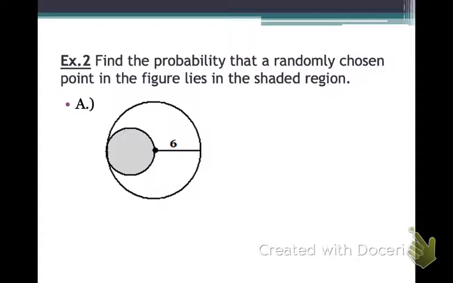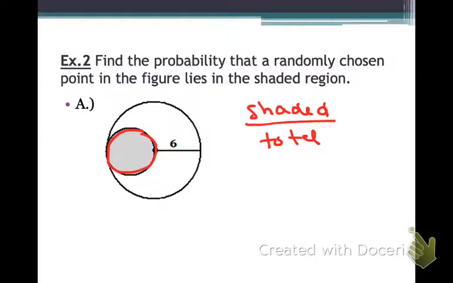I want to find the probability that a randomly chosen point in the figure lies in the shaded region. So when I do my fraction, my numerator has to be the shaded. My denominator has to be the total. Now, they are both circles, so let's find the area of the shaded circle first.